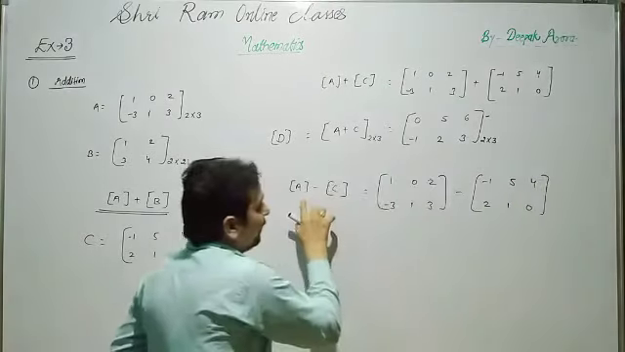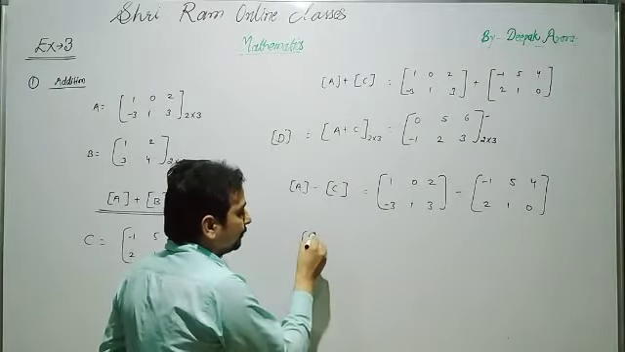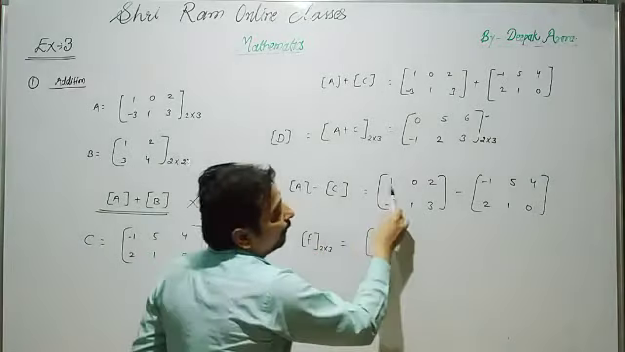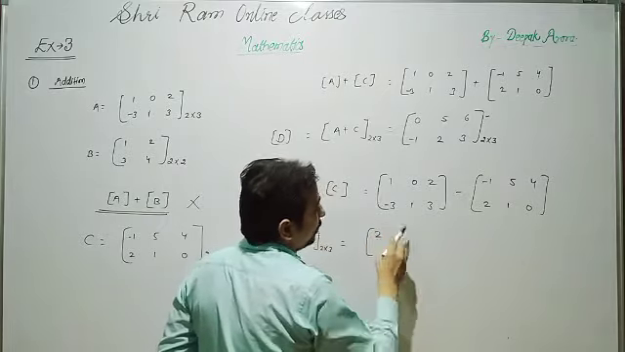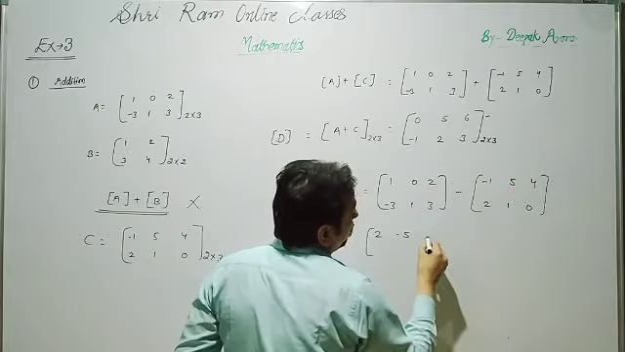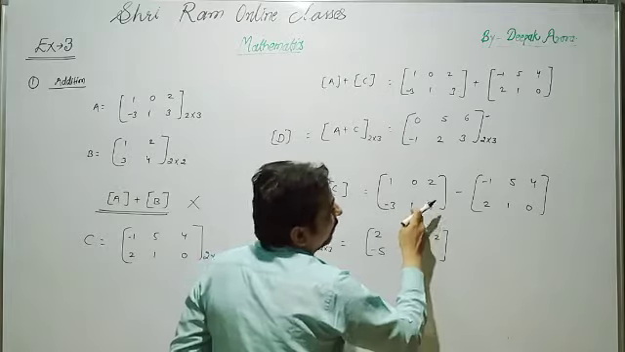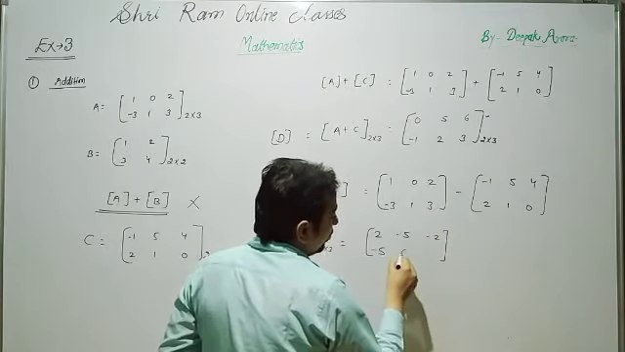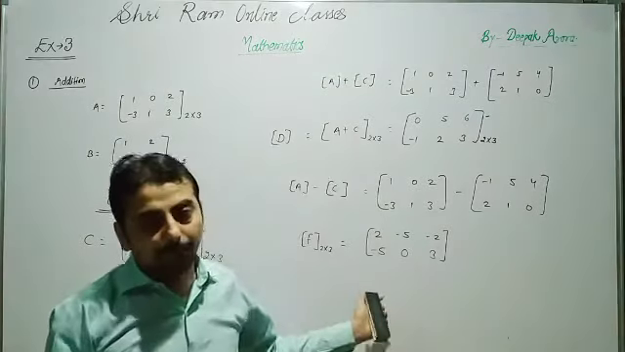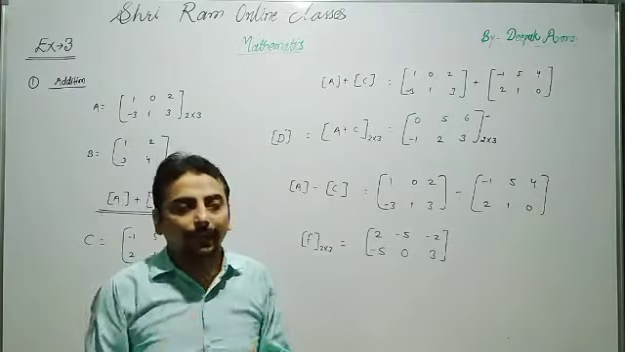Now matrix A minus matrix C is a new matrix, say F, of the same order 2 cross 3. We see the values: 1 minus minus 1 is 2, 0 minus 5 is minus 5, 2 minus 4 is minus 2, minus 3 minus 2 is minus 5, 1 minus 1 is 0, and 3 minus 0 is 3. So addition and subtraction are possible only for matrices of the same order.